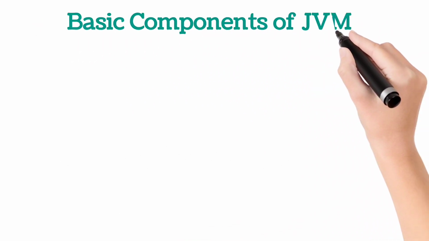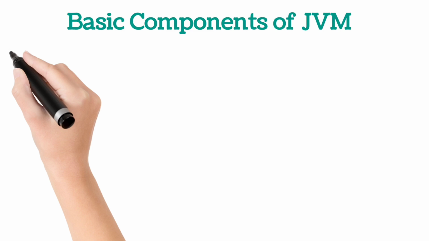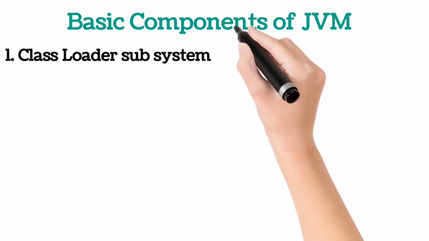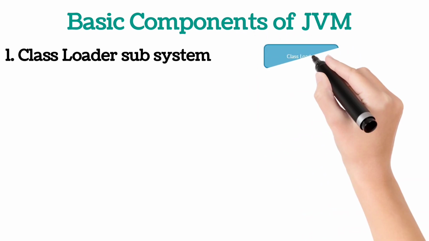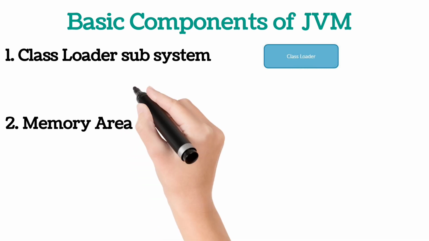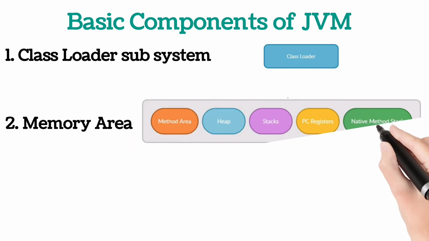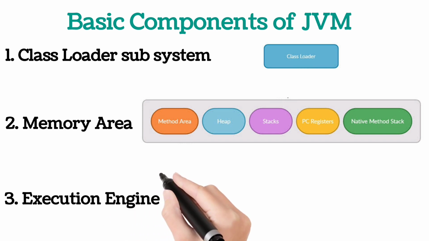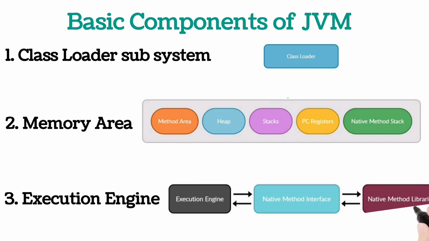There are three basic components of JVM. The first one is the class loader subsystem. This is the first component. Second is the memory area. It has 5 components. Third one is the execution engine. It has 3 components.